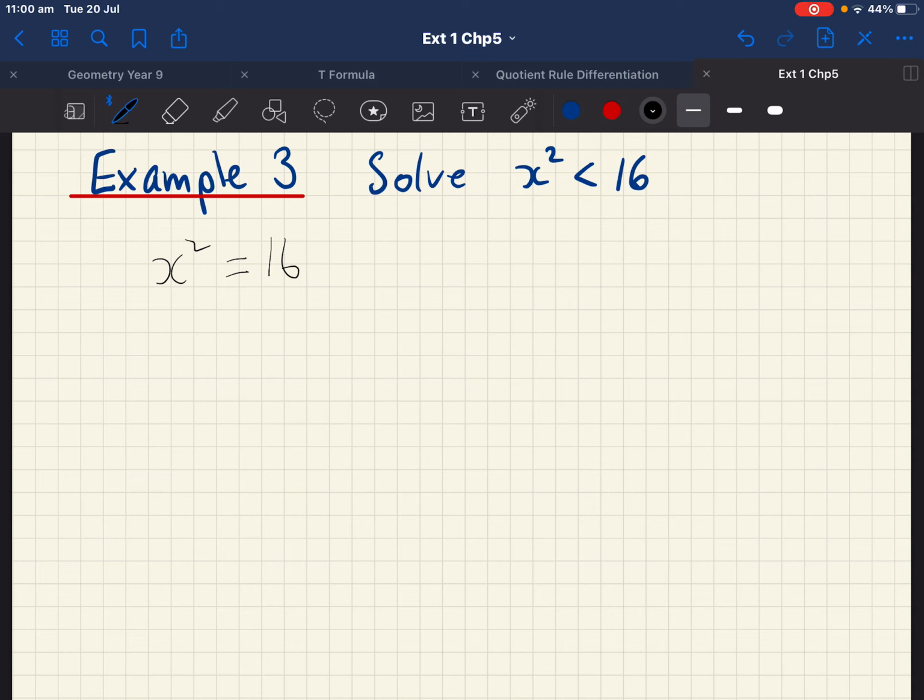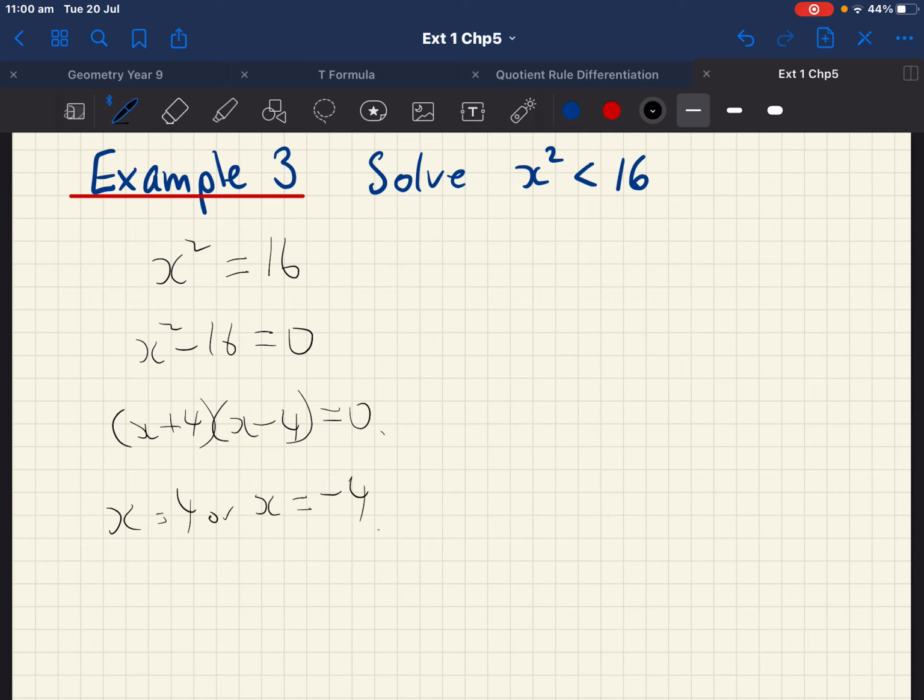You could take the 16 across and factorize down if you wanted. Difference of 2 squares. And of course, you'll end up with critical values of x equals 4, or x is equal to a negative 4. Coincidentally, it would have been a little bit easier, admittedly, just to square root and just get the plus or minus 4 straight away from the original one. It doesn't matter which way you do it. You should end up with your critical values of 4 and negative 4.